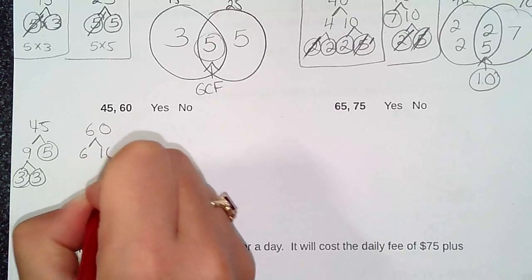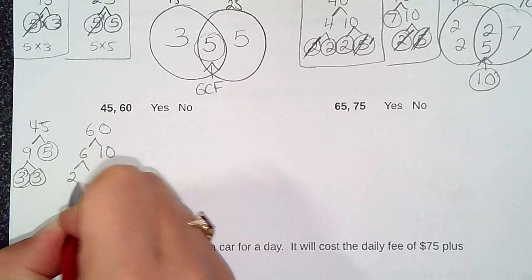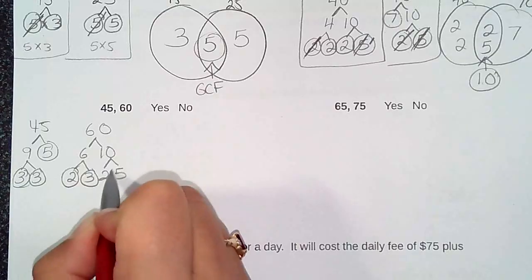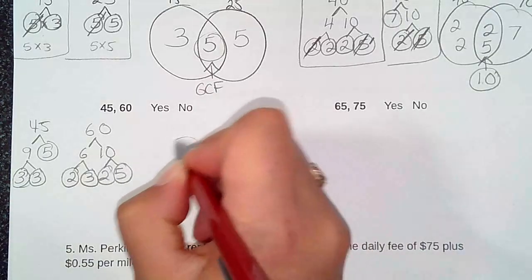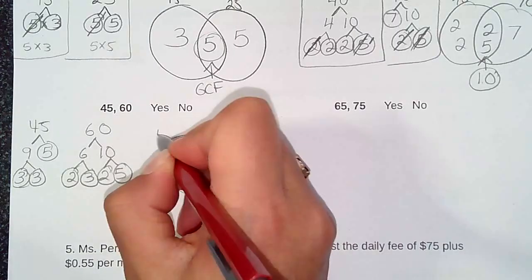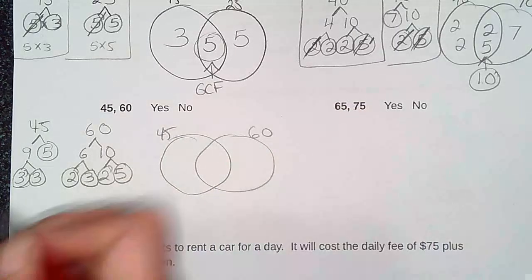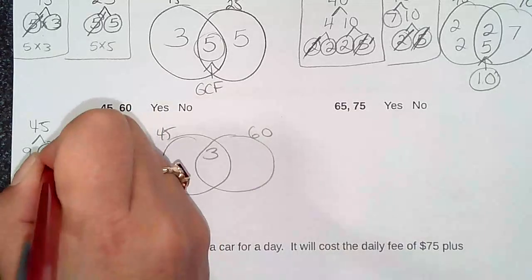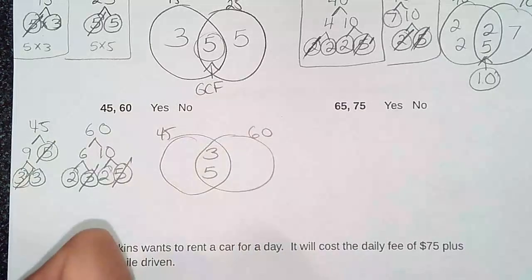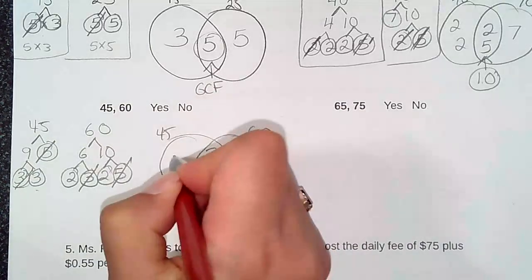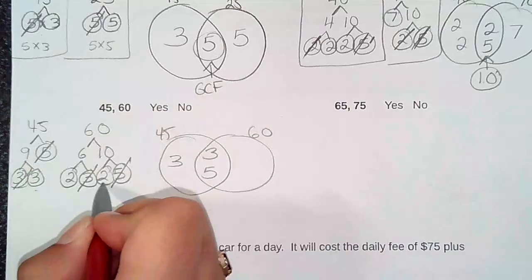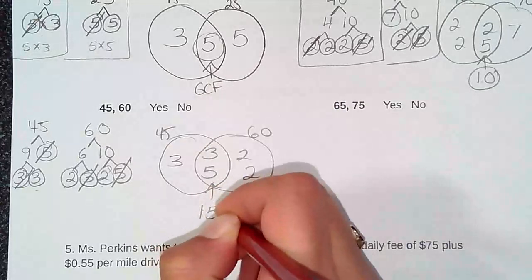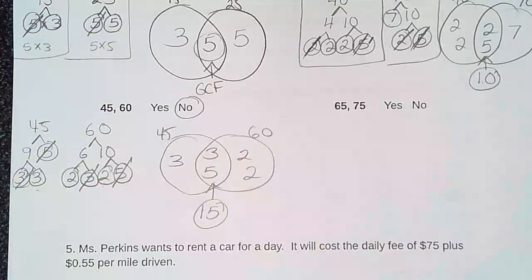60 is 6 times 10. 6 is not prime. Break it down to 2 times 3. 2 is prime, 3 is prime. 10 is not prime. Break it down to 2 times 5. Okay, 45, 60. What do they share in common? Here's a 3, here's a 3, put in the middle. Here's a 5, here's a 5, put in the middle. Here's a 3, no other 3s, so I put that here. And they have 2 2s on the right side, put that here. The GCF is 15. So it does not have a GCF of 5.